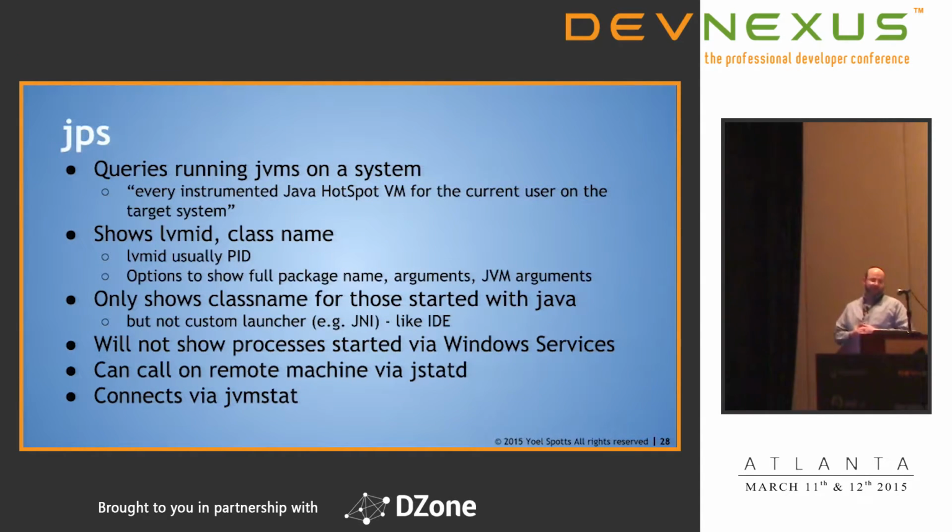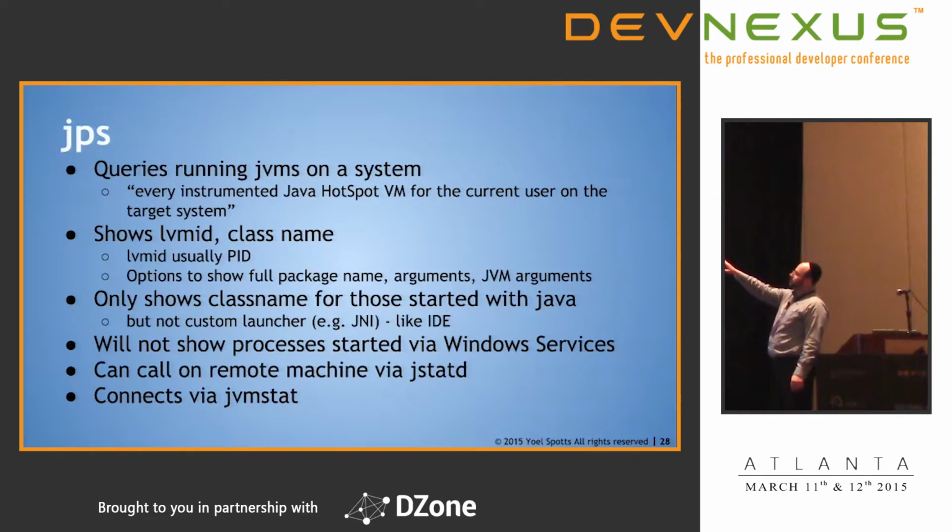So the first tool is JPS, which, as you can probably guess, is used for getting a list of the running processes on the local machine. JPS will query the running JVMs on the system. So instead of having to run ps and then grep it through Java or something like that, you can easily get the list of the running JVMs on your machine.